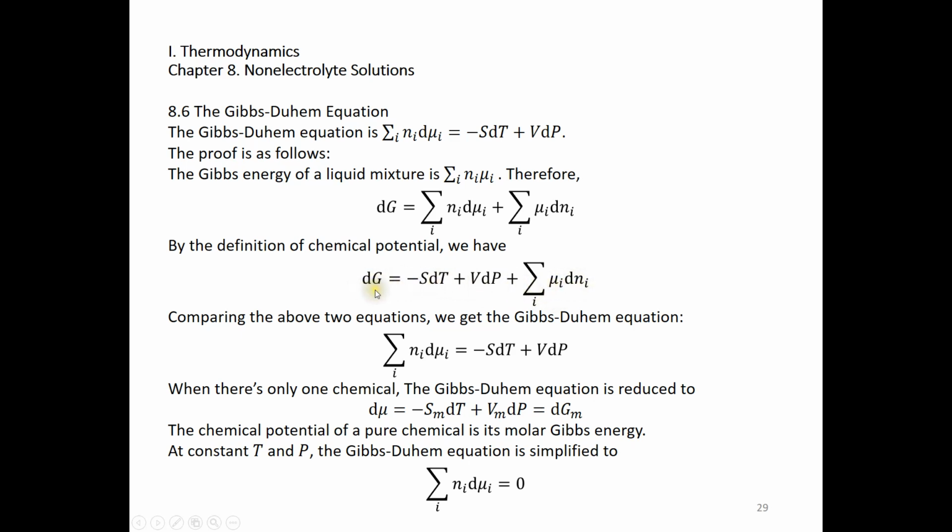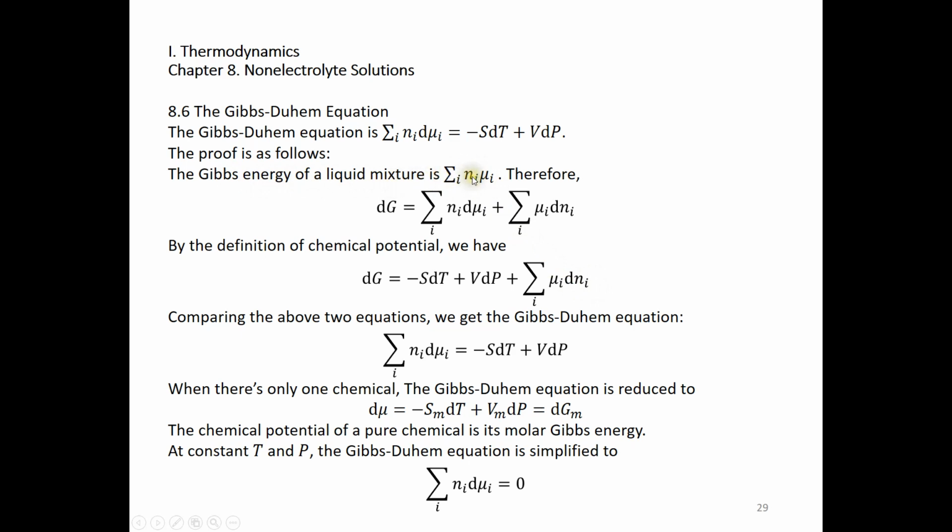This delta G is the Gibbs energy of the liquid mixture with N1 moles of species 1, N2 moles of species 2, and so on, minus just 0, because the initial state of this integral is nothing. So we integrate dNi from nothing to the final number of moles of species i. Therefore, we can prove that the Gibbs energy of a liquid mixture is the sum of Ni mu i.